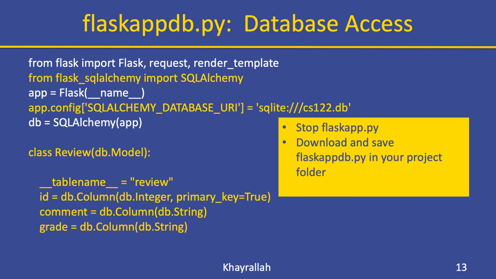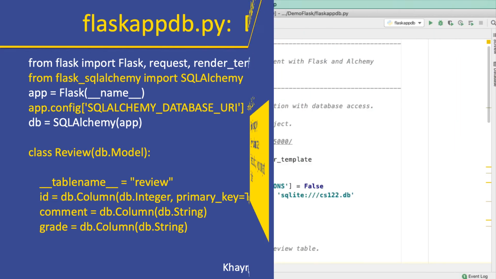We have a new skeleton module available on Canvas, flask_app_db.py. This module adds database access to our Flask web app. If you are still running the Flask app server, make sure you stop it first. Then download flask_app_db.py and save it in your PyCharm project folder.